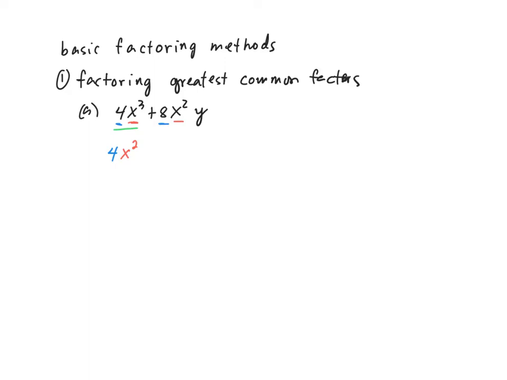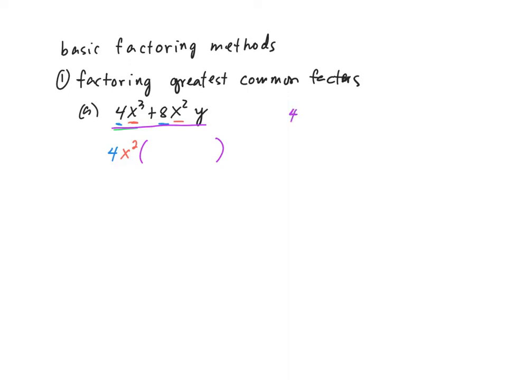Now what do we do with this greatest common factor? What do we do next? We divide each term of the given polynomial by the common factor, and the answer we place in this bracket. And since the polynomial given has 2 terms, then we would expect 2 terms to be placed inside this bracket.